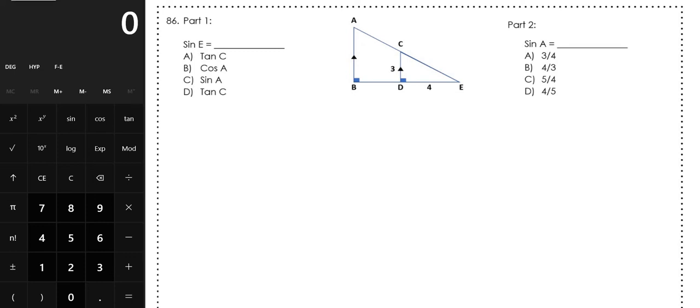Welcome back. We are on page 18. We are more than halfway done and there's no turning back. Okay, number 86, part 1.